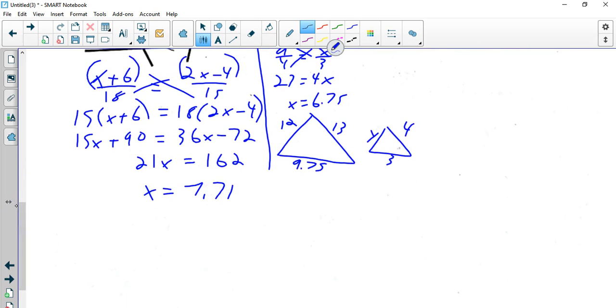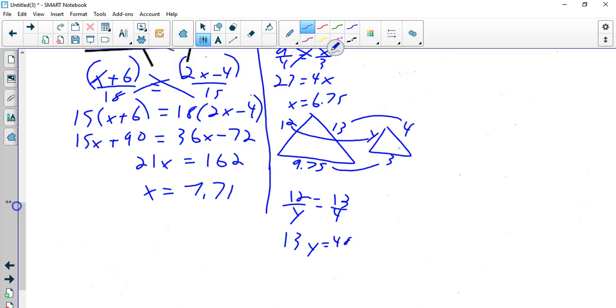So, we have choices for our magic ratio. We can use 4 and 13, or 3 and 9.75. You'd want to pick 4 and 13 to avoid the decimals. So, I'm going to do 12 over y equals 13 over 4. Again, you can do y over 12 and 4 over 13. It does not matter. Cross multiply, 13y equals 48. And y is going to end up being 3.7.